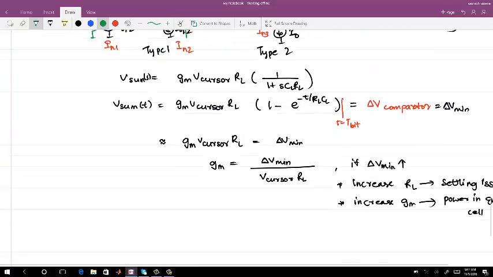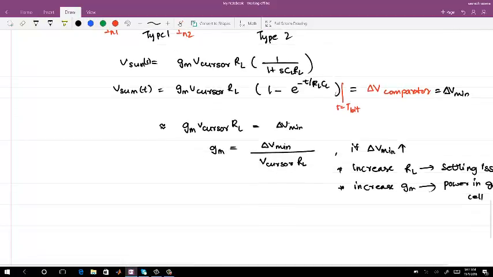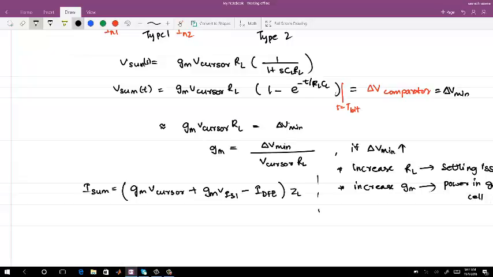So what you have seen is that the current which is actually going into the summing node is equal to Gm times V cursor plus Gm times V ISI minus I DFE. And you have this ZL, which right now I'm writing as a combination of your RL and CL. So ZL is actually going to put a limit on the system.